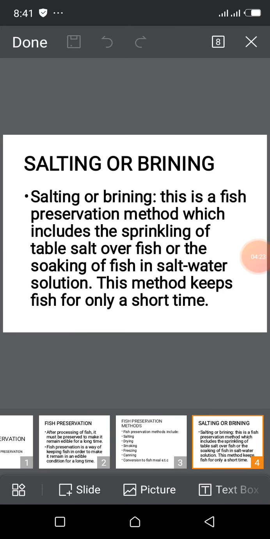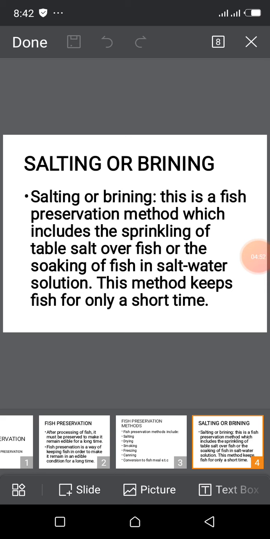Now, salting. Another name for salting is brining. This is a fish preservation method which includes the sprinkling of table salt over fish or soaking the fish in salt water solution. Table salt is the edible salt, the one that we cook with at home. That is NaCl.